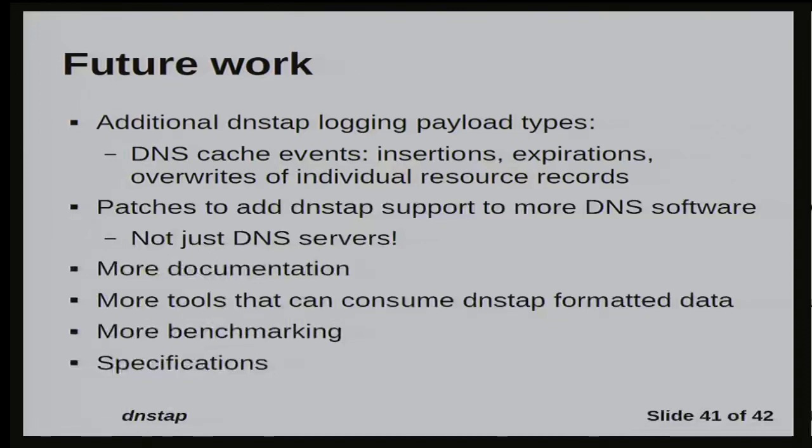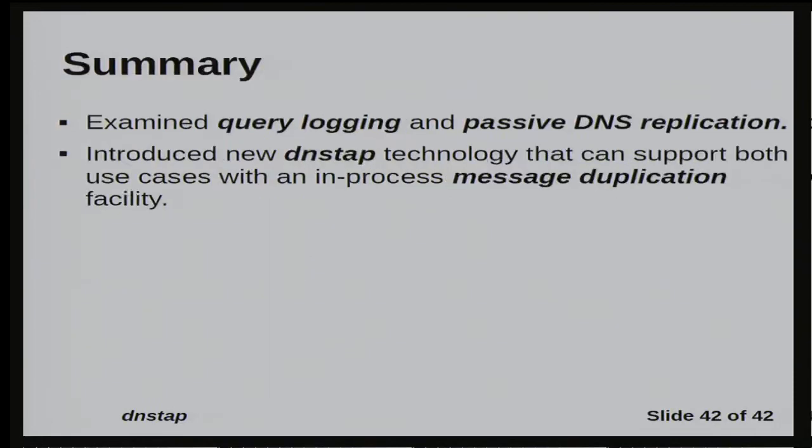And we have a certain amount of future work to do. We want to add additional payload types, we want to be able to trace cache events that are occurring inside a recursive DNS server. We want to add dnstap support to more software, obviously have better documentation, more tools, and more benchmarks and actual specifications so that other people can implement this stuff as well. And that's it. We examined these two different use cases, and we introduced this new technology that can support both of these use cases with this message duplication facility. And that's all I have.